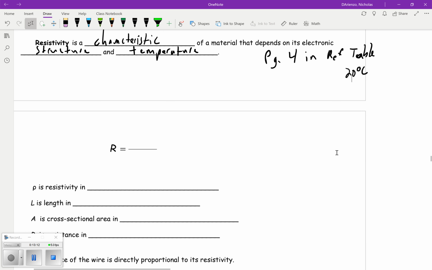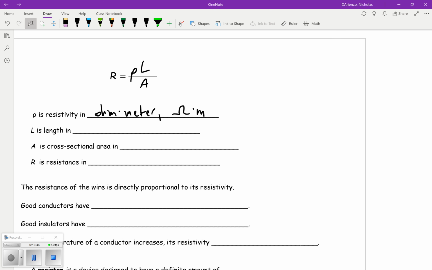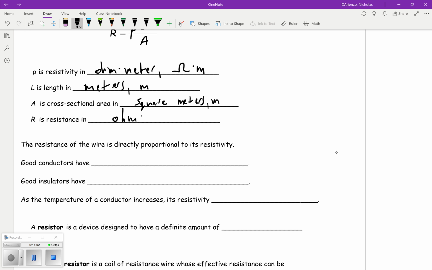Now, the equation we can use for resistance, accounting for resistivity of a substance, is what we saw in the simulator, R = ρL/A, where ρ is the resistivity in ohm meters, L is length, measured in meters, A is cross-sectional area in square meters, or m², and R is resistance in ohms.